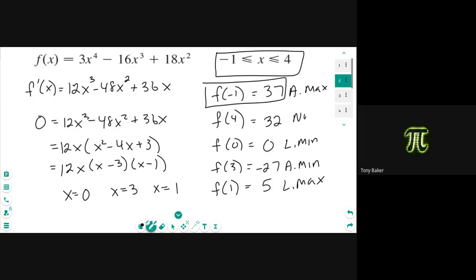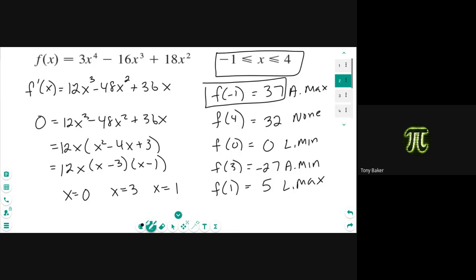This value is none. Your endpoints cannot be local. Your endpoints have to be either an absolute or nothing. Okay, so since 4 is an endpoint, that isn't a max or a min.